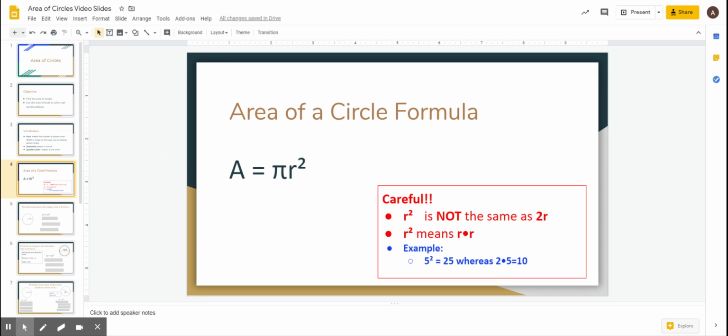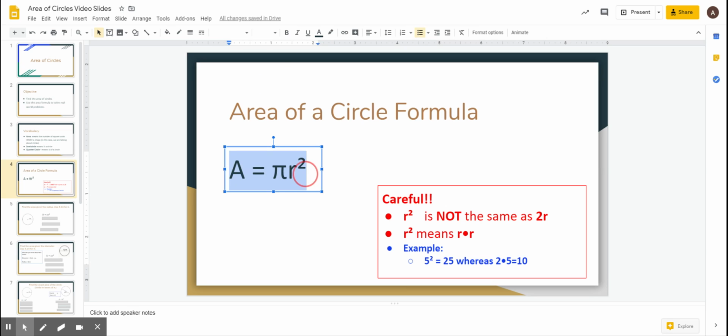We also need to know what the area of a circle formula is. My suggestion to you would be to make sure that you have this formula at the top of your paper before you do any problems that involve area. So area equals pi r squared, right? Squared means that you're taking the radius and you're multiplying it again by itself. So this is like saying pi times r times r.